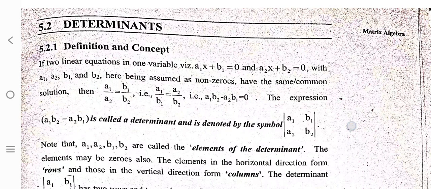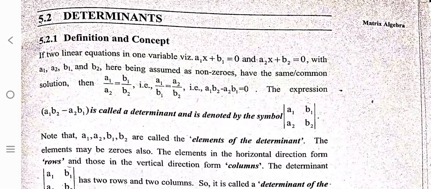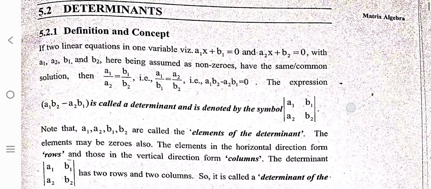Though most textbooks on matrices and determinants first discuss the matrix and then discuss determinants, our English study material follows the historical background and discusses determinants first and then the matrix. Okay, so today our first topic is determinants. Let's see the definition and concept of determinants.